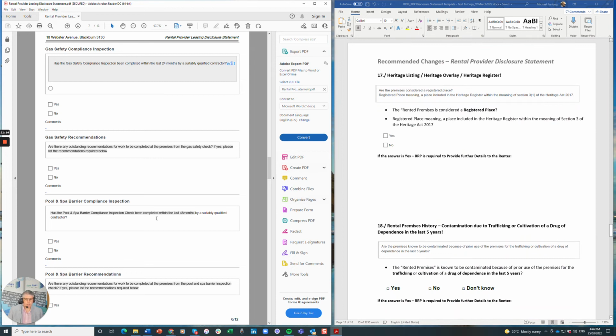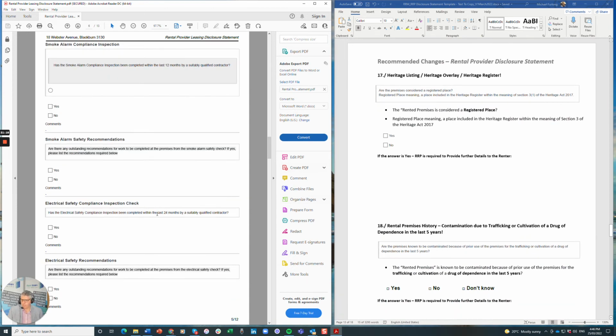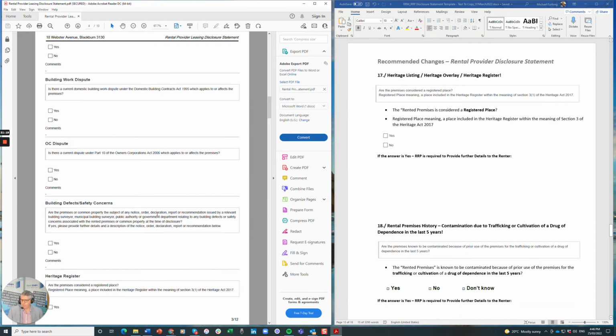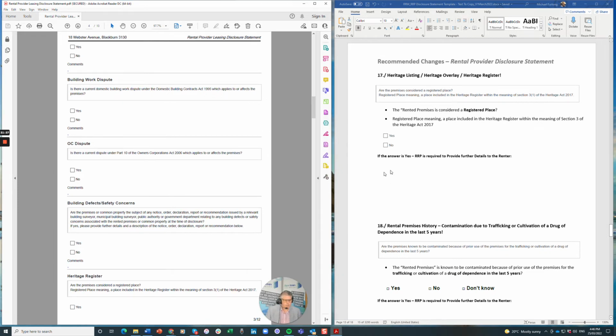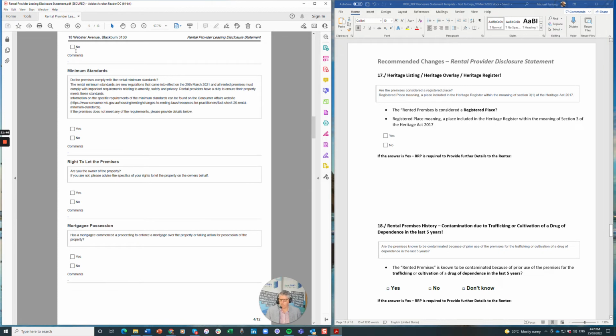Heritage listing. Here we go, heritage register. I'll just move myself here. Okay, so heritage listing, heritage overlay, heritage register is the heading that I've put through to there. And the rented premises is considered a registered place. So that one actually has the no over there. Just be careful of that formatting as well.